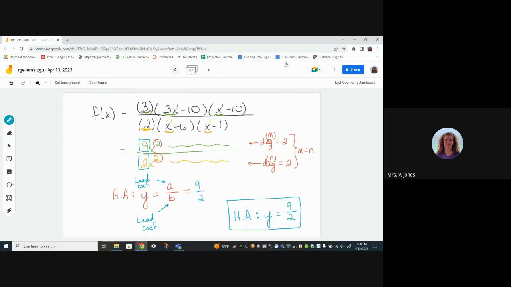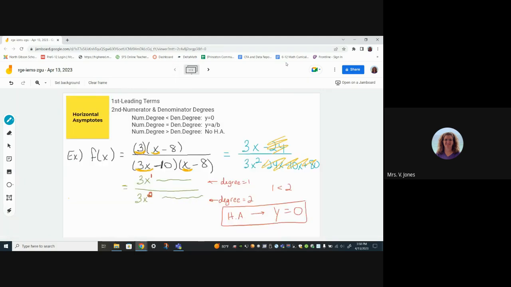Now, the only one I haven't talked about is when the numerator degree is bigger than the denominator degree. Let's say that you had f of x equals x squared plus 4 over x minus 2. If you had this, do you see how that degree is bigger than this degree? That's when you don't have a horizontal asymptote. You have no horizontal asymptote.